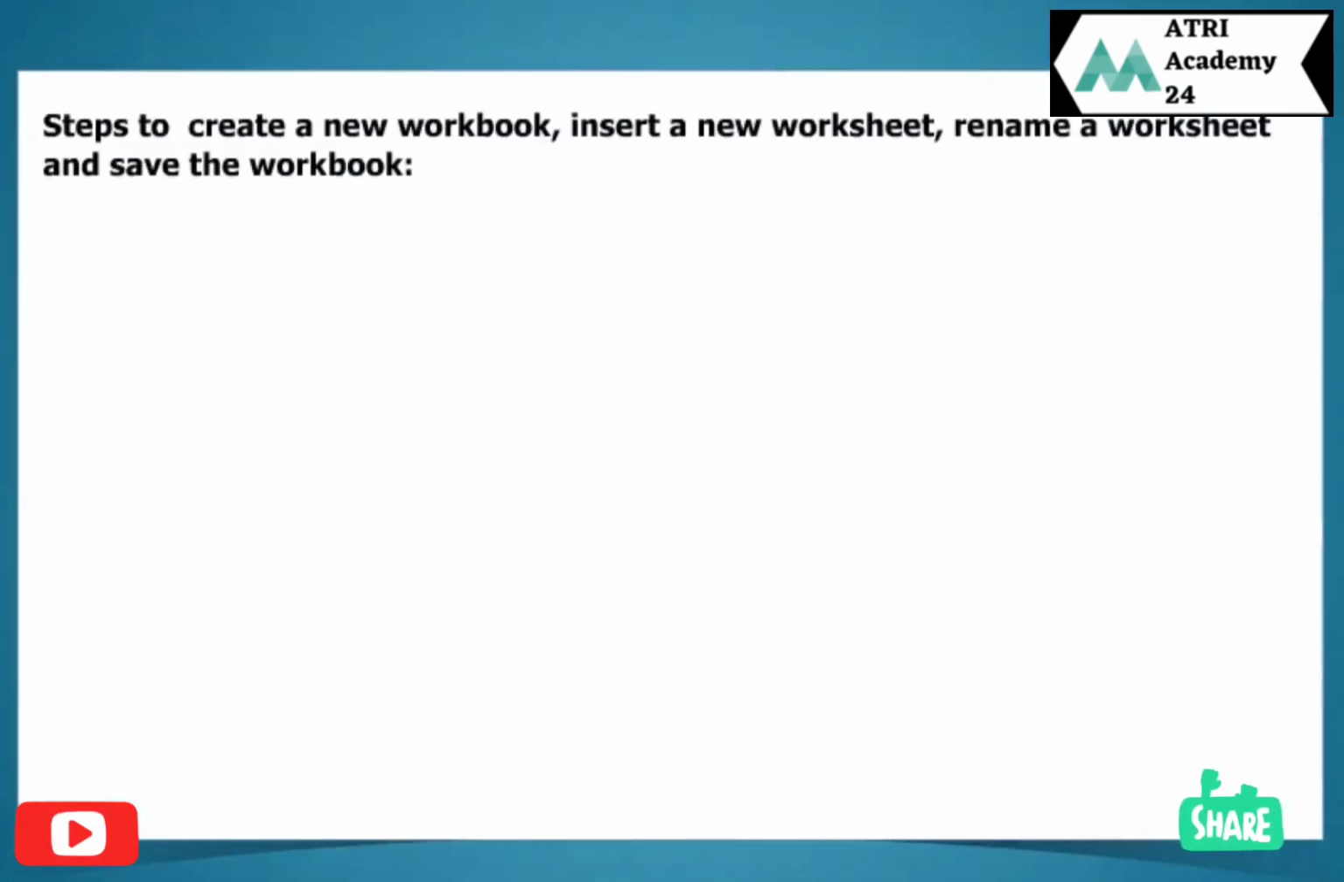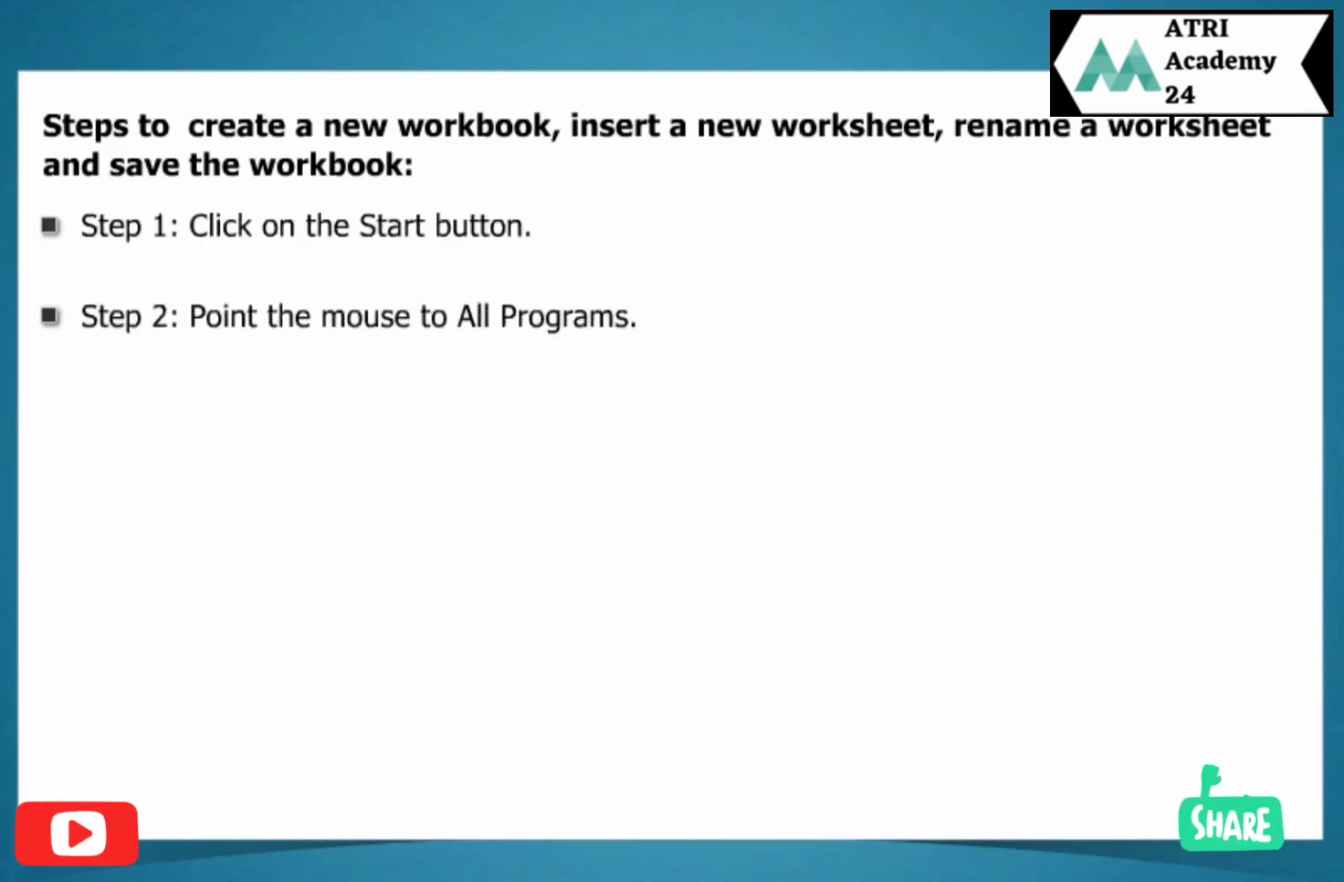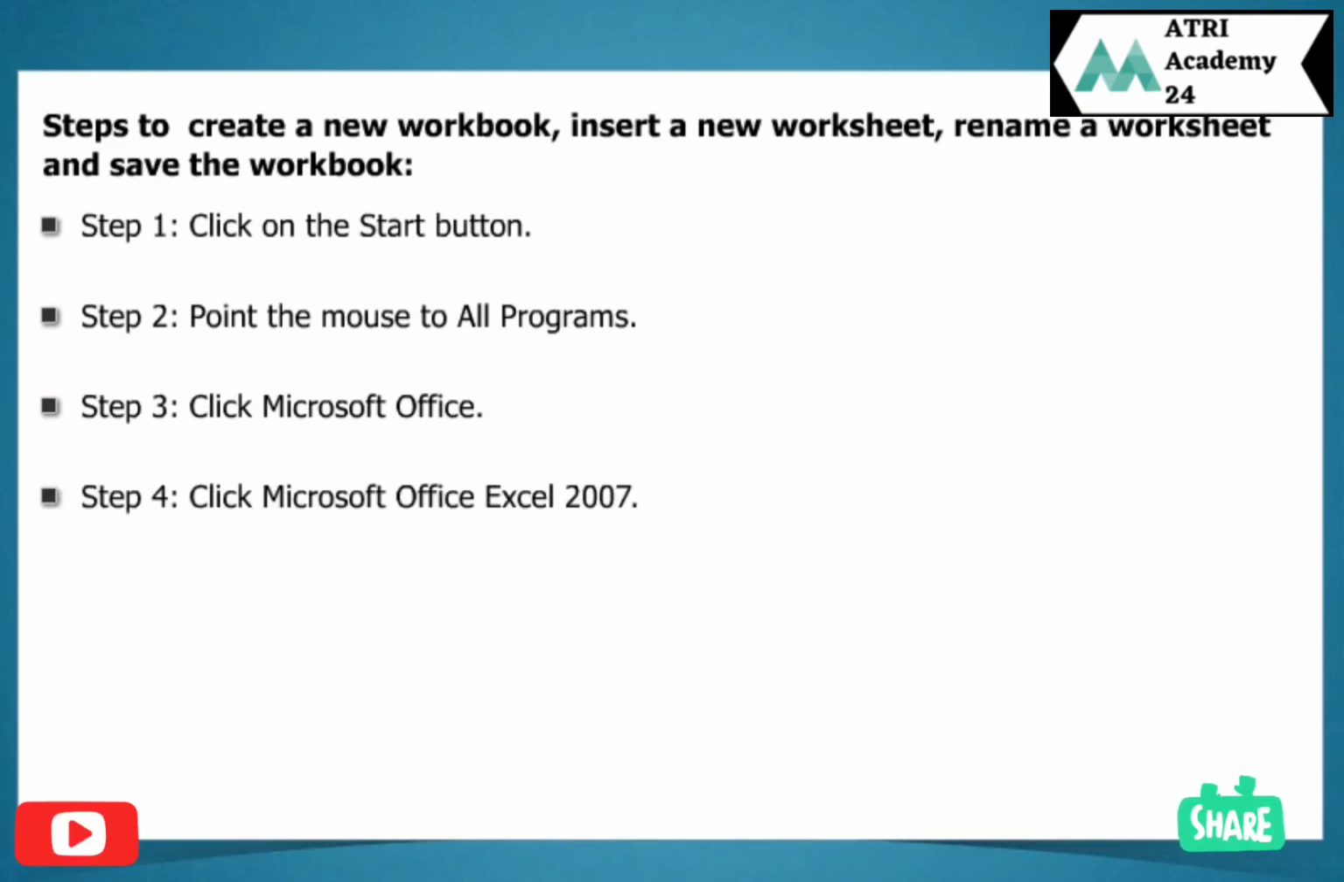To summarize, let's see the steps below to create a new workbook, insert a new worksheet, rename a worksheet, and save the workbook. Step 1. Click on the Start button. Step 2. Point the mouse to All Programs. Step 3. Click Microsoft Office. Step 4. Click Microsoft Office Excel 2007.